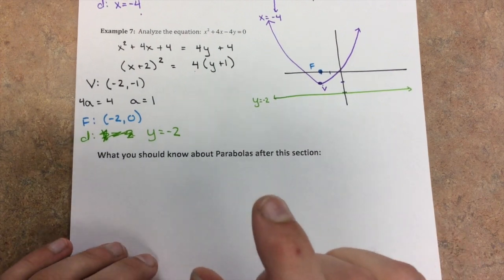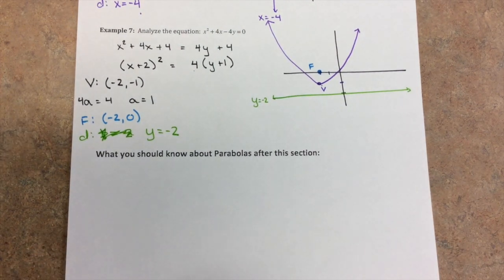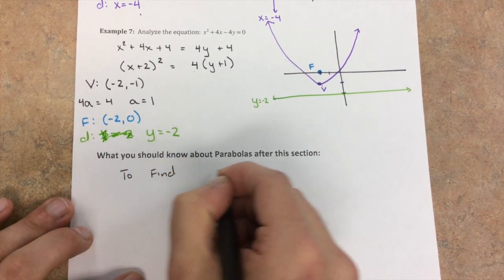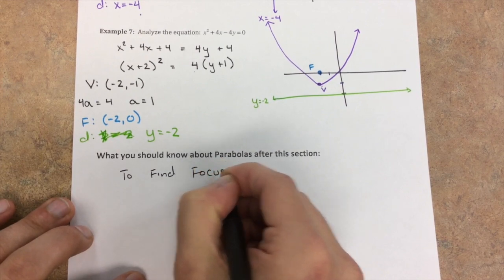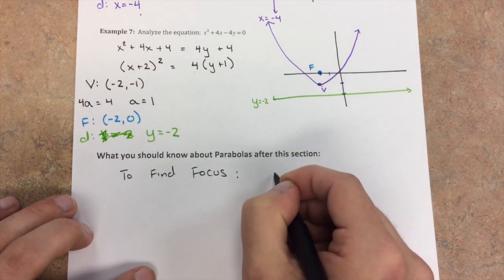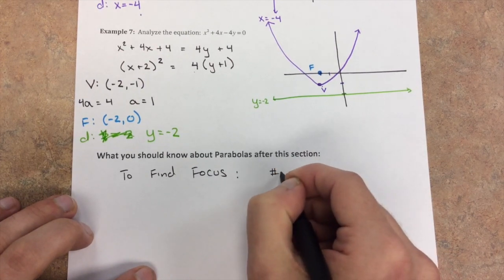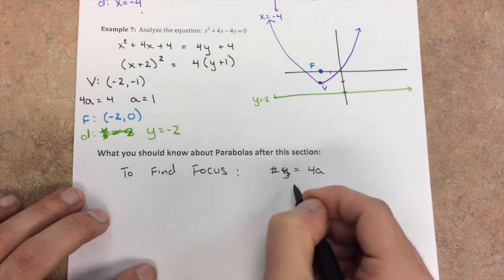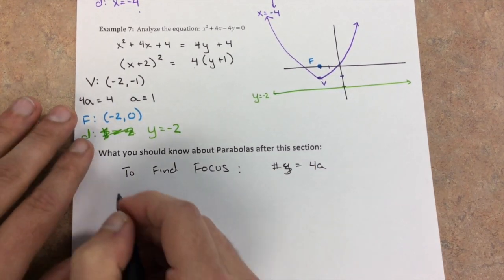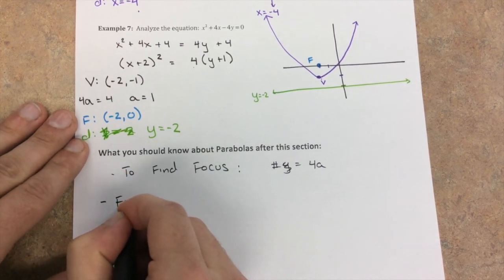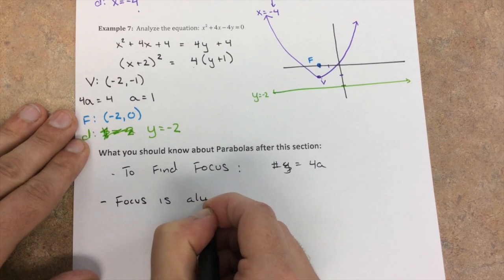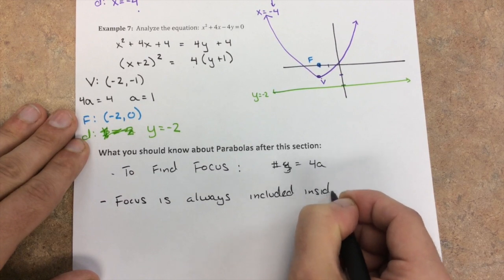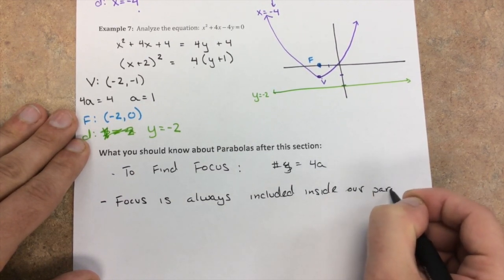So what should we know from this section? So, in order to find our focus, which is really the new thing that we added, it's always going to be our number in front equals 4a. So our number in front equals 4a. We can solve for a. Another thing that we should know, the focus is always included inside our parabola.